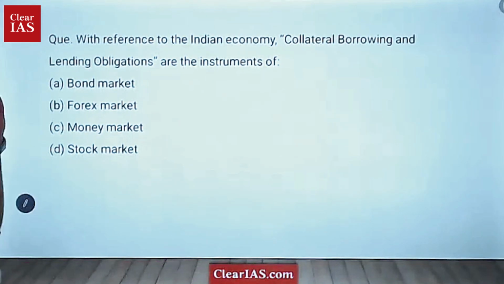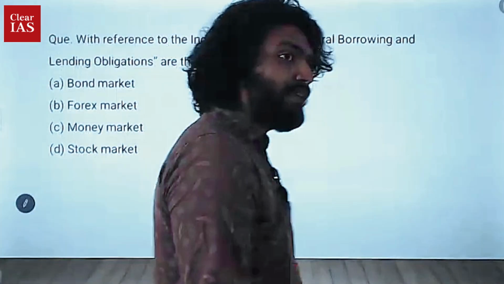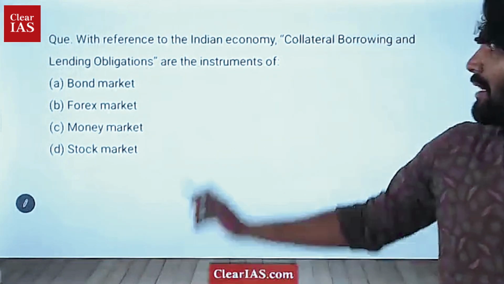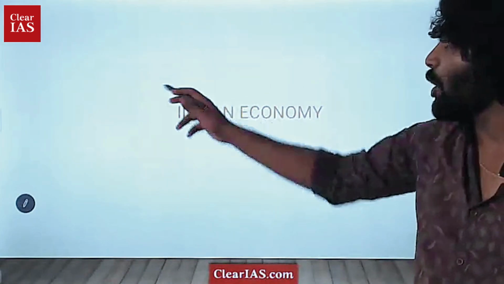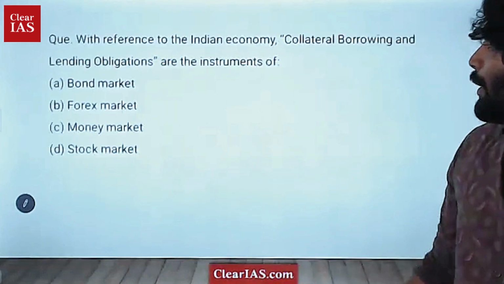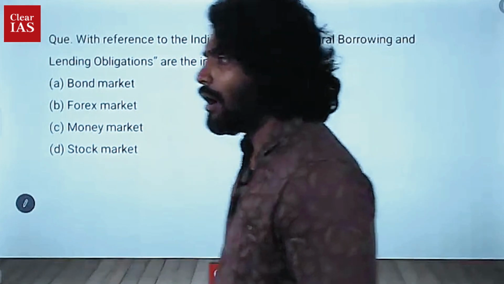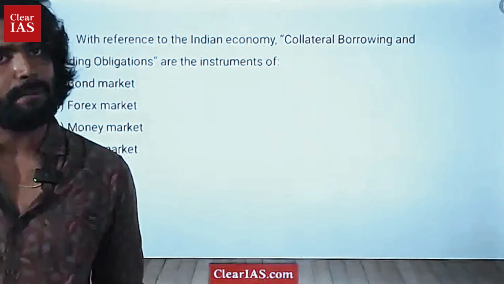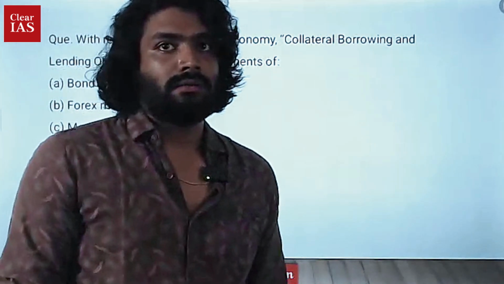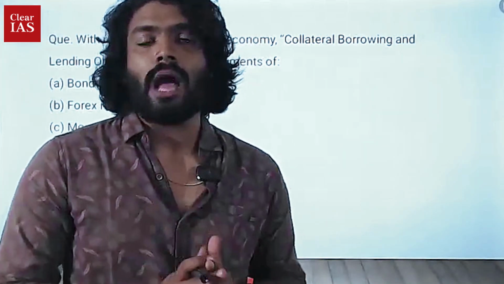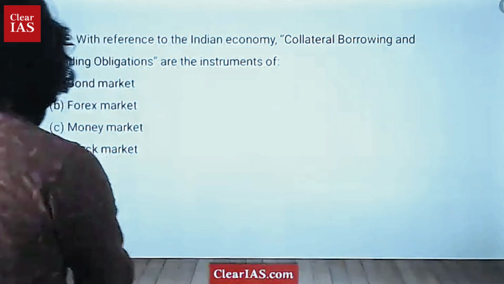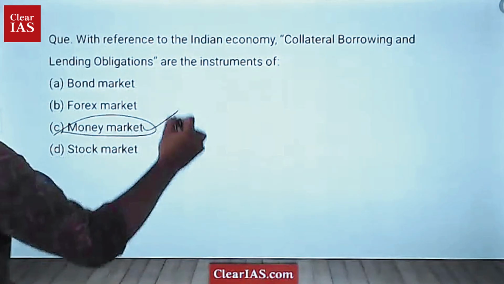With reference to the Indian economy, collateral borrowing and lending obligations are the instruments of it. This seems a very difficult question, but look at the term: collateral borrowing and lending obligations. Where do you borrow money with collateral? From banks. The simplest thing you know is banks. And where do banks belong to? The money market. So this is the answer.